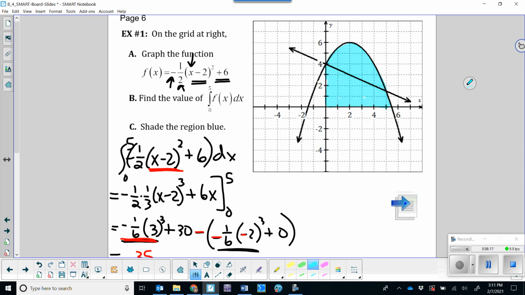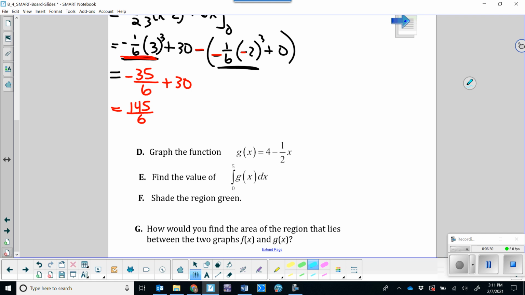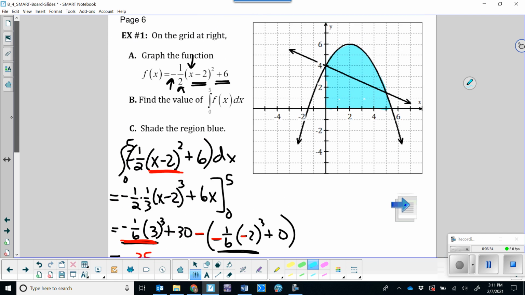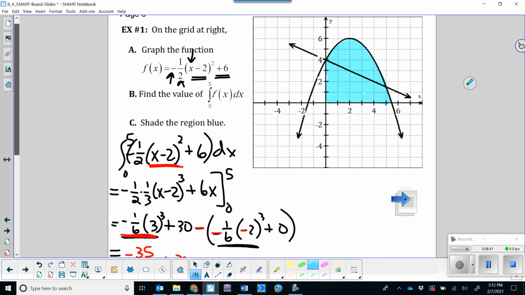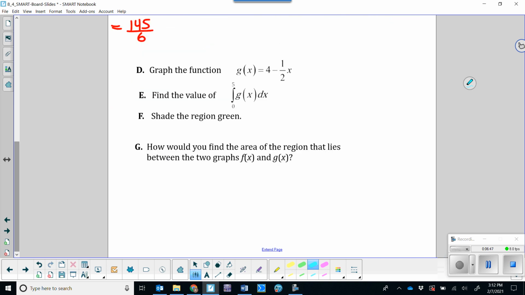Okay, that's the answer that I just got, that's that area from 0 to 5 underneath that parabola. Okay, now it says draw the function 4 minus 1/2 x. That's of course just a line, so that's an easy one to draw. Of course you'll have a y-intercept of 4, slope of negative 1/2, so that should be really fast. So draw that segment, or that line. And then it says find the value if we integrate that one.